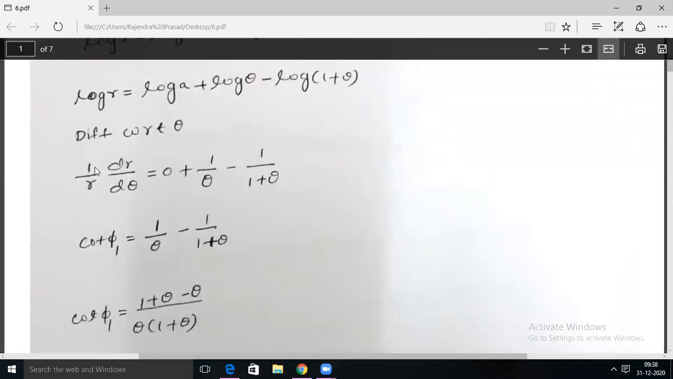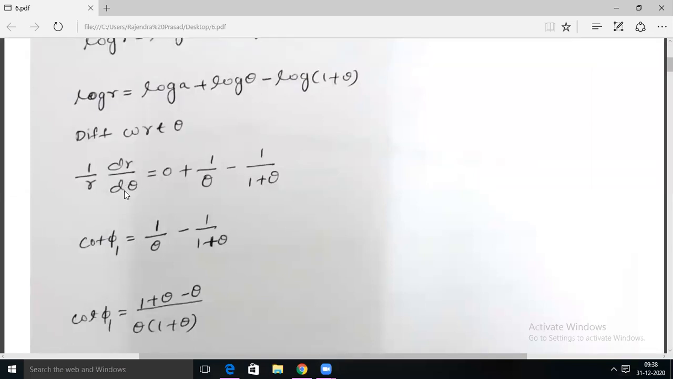Next, we know that 1 by r into dr by d theta is cot phi. Here they have given two polar curves, so we shall consider cot phi 1 for the first polar curve. 1 by r into dr by d theta, which is equal to cot phi 1, is equal to 1 by theta minus 1 upon 1 plus theta. RHS part keep as it is.